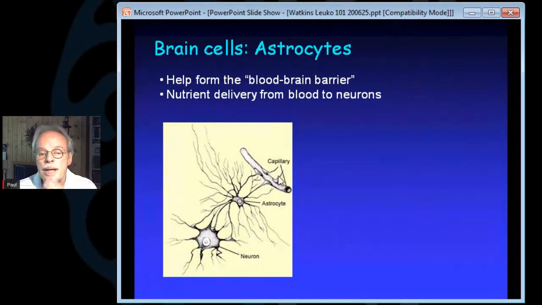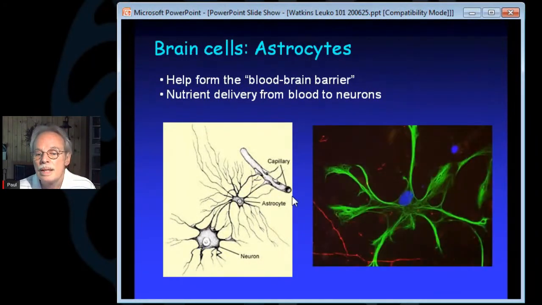But the important thing about the astrocytes is that they're the ones that connect to the nutrient supply of the blood vessels. The neurons connect to the astrocytes, but not directly to the blood vessels. And here's a nice fluorescent colored micrograph of astrocytes showing they're very pretty cells. They have lots of these projections, and they are a bit star-like.